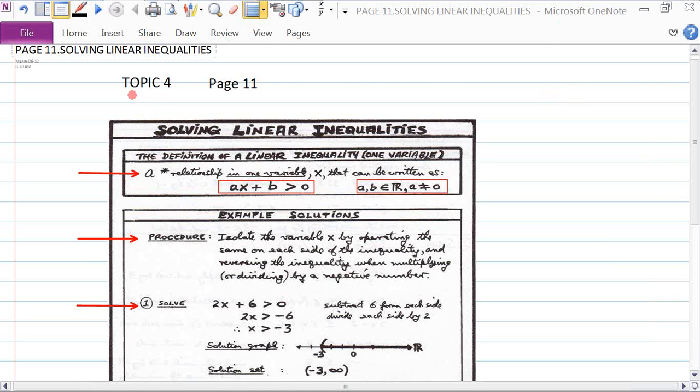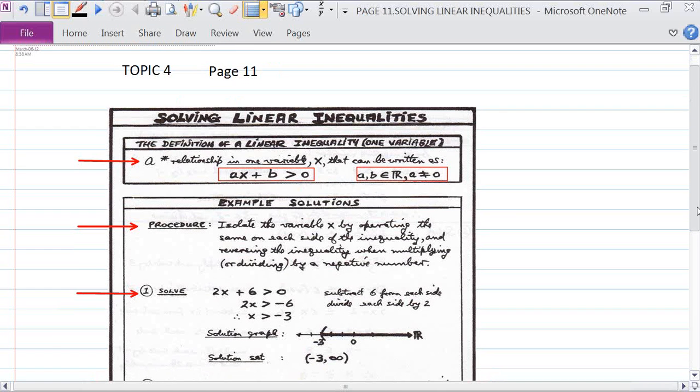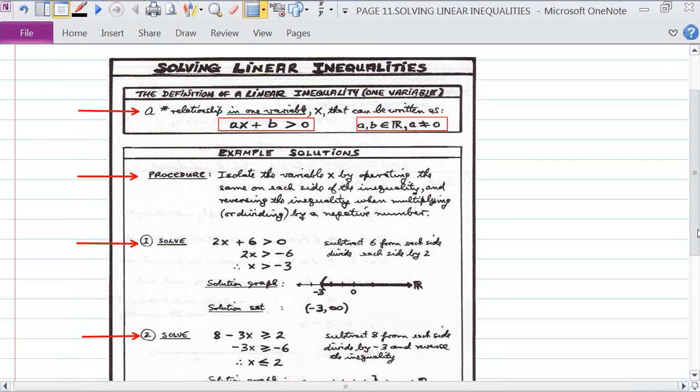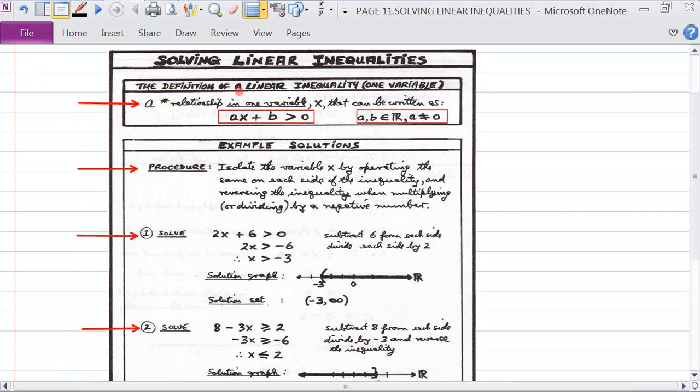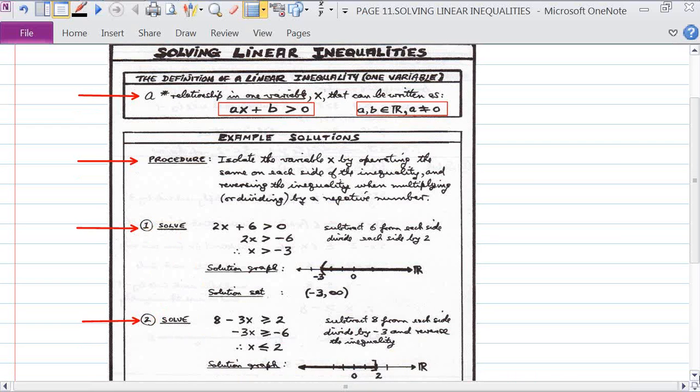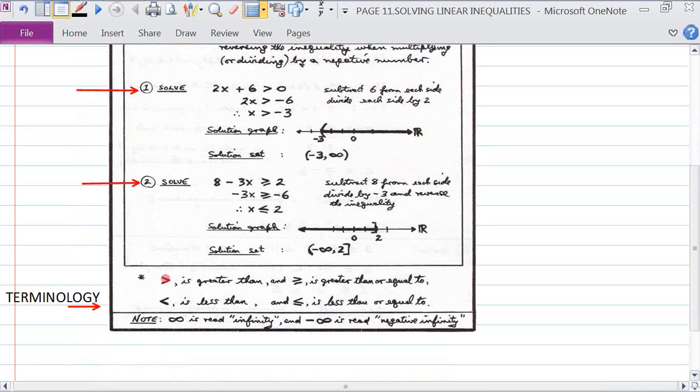On topic 4 now, page 11, and this topic is titled Solving Linear Inequalities. So what we're going to do is start off by looking at the definition of a linear inequality. We're going to look at the procedure for solving a linear inequality, and then we're going to apply that procedure to solve two equations. In addition, we're going to look at some of the terminology that we're going to use, the mathematical symbols to represent different operations that we're going to do.